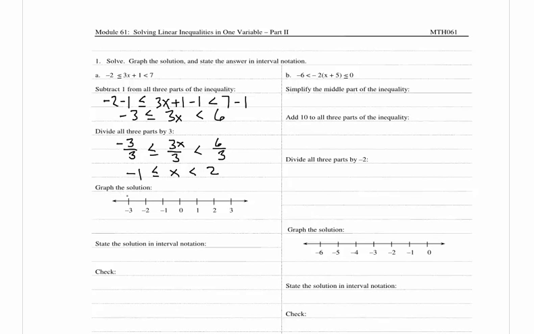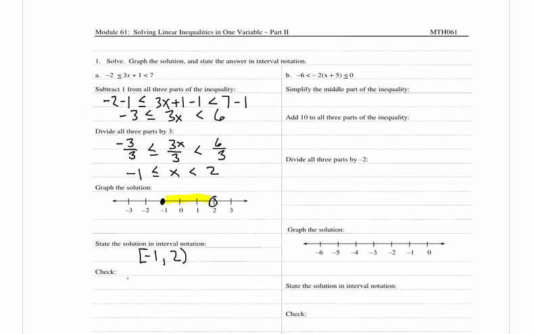So now they want us to graph the solution. So x is going to be greater than or equal to -1, and because we can be equal to -1, we're going to have a solid dot, and x is going to be less than 2, and since we cannot include 2, we're going to have an open circle, and then we're going to shade in between the two. In interval notation, we're going to have bracket -1 to 2, and then parentheses.